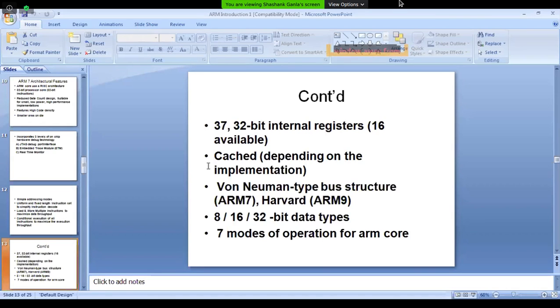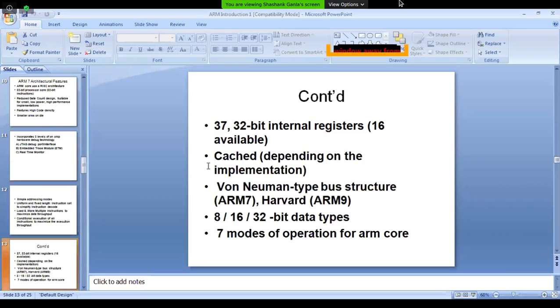ARM1 till ARM7 supports 7 modes of operations. ARM11 supports, I think, 8 or 9 modes of operations. ARM Cortex will support a few more modes of operations. So as the complexity of the ARM core and architecture is increasing, maybe the number of modes supported by the ARM architecture also will increase slightly.